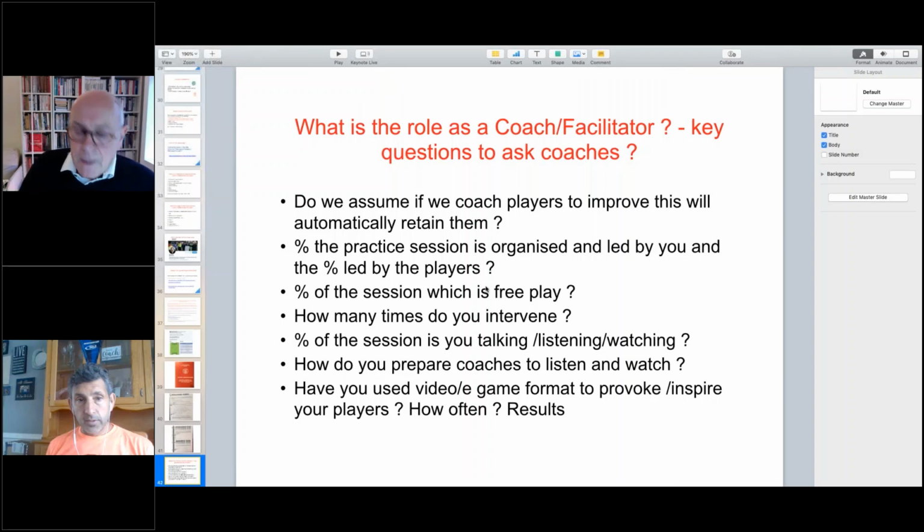So, key questions to ask the coach. Do we assume that if we coach players to improve, this will automatically retain them? You ask your coaches that. How much of the practice session is organised and led by you, and how much is it led by the players? I'm a great believer in coaches planning sessions, but how much self-organisation do they have? And you're going to say, well, can you do that at younger ages? Of course you can. That's what kids do when they play.